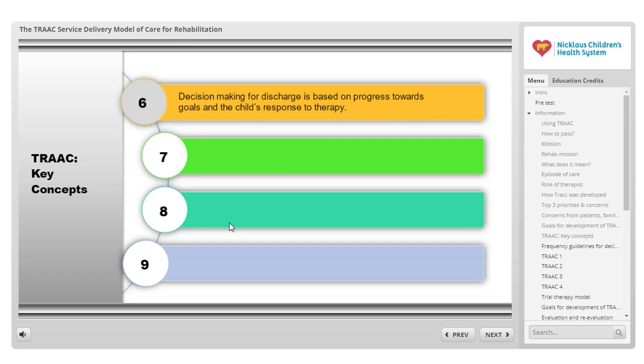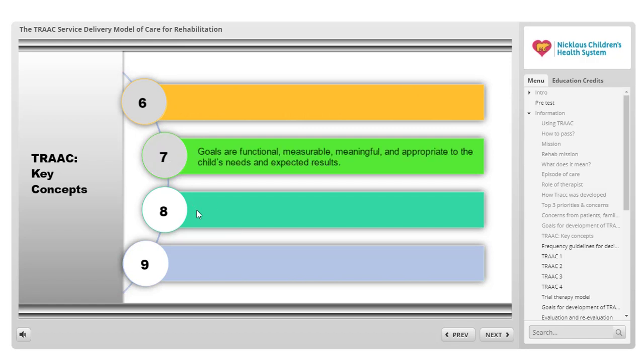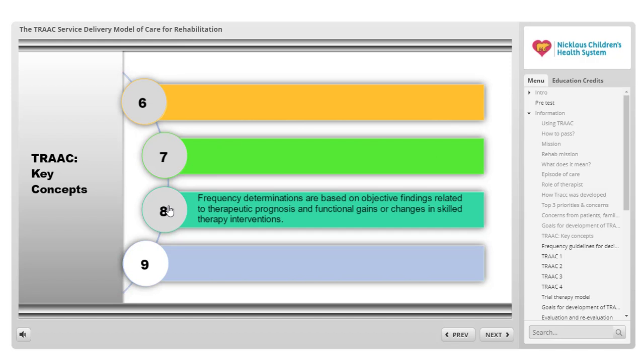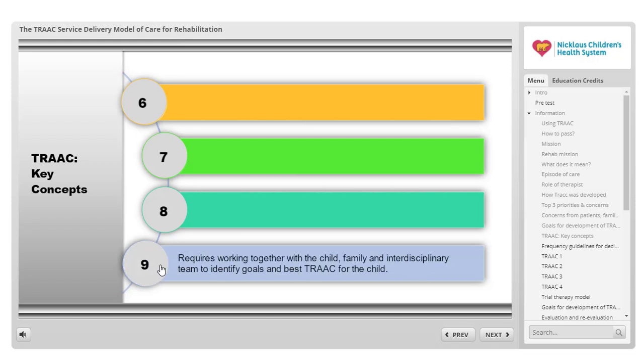Decision-making for discharge is based on progress towards goals and the child's response to therapy. Goals are functional, measurable, meaningful, and appropriate to the child's needs and expected results. Frequency determinations are based on objective findings related to therapeutic prognosis and functional gains or changes in skilled therapy interventions. This requires working together with the child, family, and interdisciplinary team to identify goals and best track for the child.